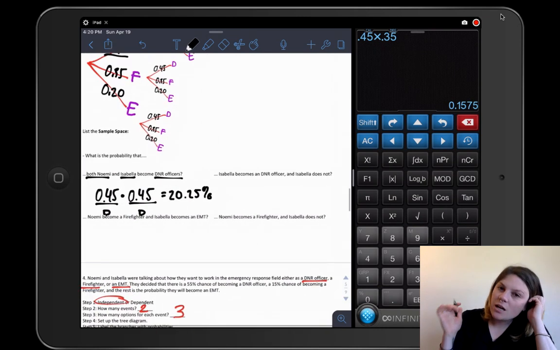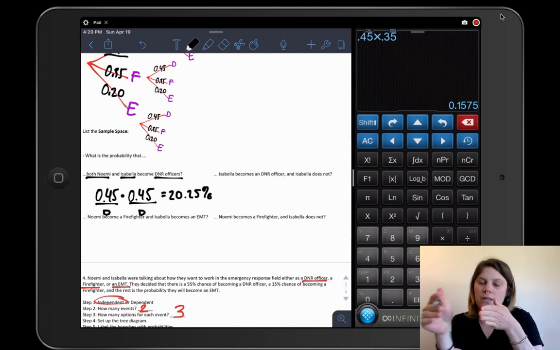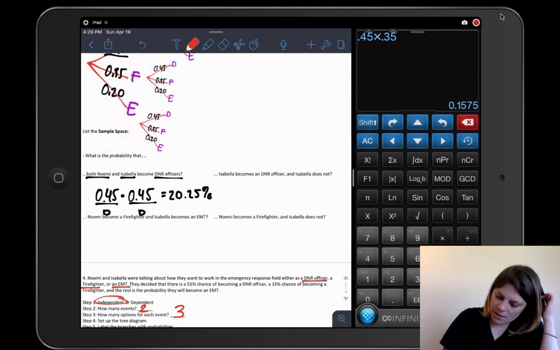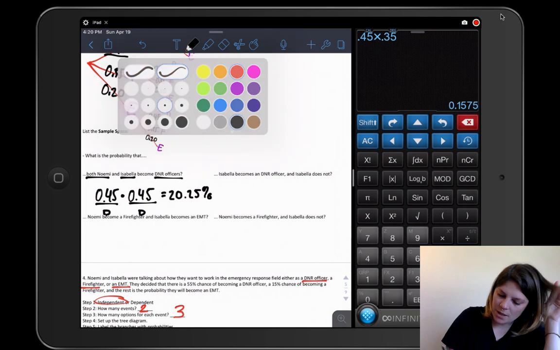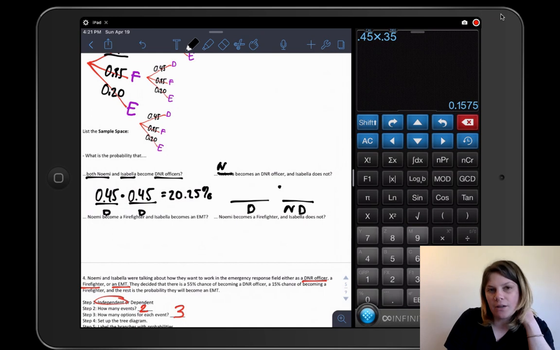So let's talk about this one. This is what I was talking about where something happens and then it doesn't happen. So it says, what's the probability that Naomi becomes a DNR officer, but Isabella does not. So it's DNR for the first one, but then it's not DNR for the second one.